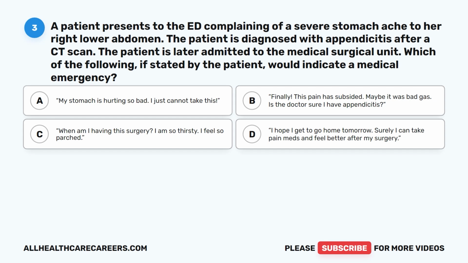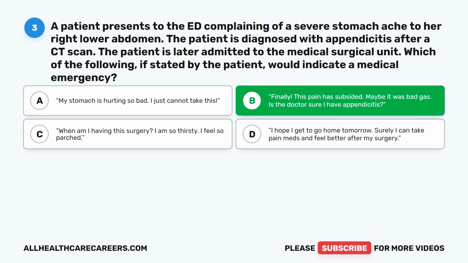B. Finally, this pain has subsided. Maybe it was bad gas. Is the doctor sure I have appendicitis? C. When am I having this surgery? I am so thirsty. I feel so parched. D. I hope I get to go home tomorrow. Surely I can take pain meds and feel better after my surgery.